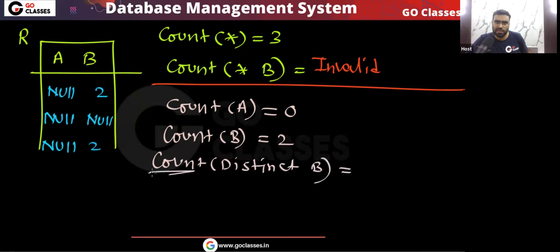Count of distinct B. This count will ignore the null values of B. Now you count the distinct values of B. So that will be 1. Okay, so very simple. Now you tell me about sum.